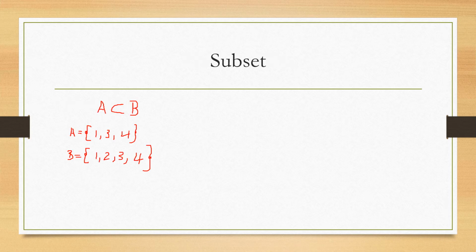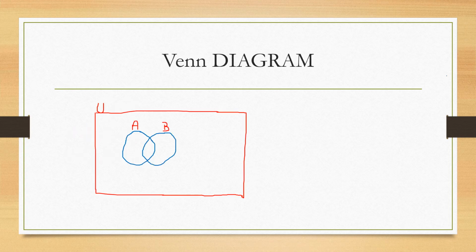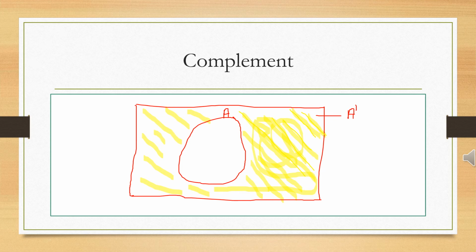We also have what is called a subset. So for instance, if A and B are any two sets and all the elements of A are also contained in the element of B, we can say that A is a subset of B. In drawing a Venn diagram, we use a rectangle to represent the universal set and a circle inside the rectangle to represent a subset.